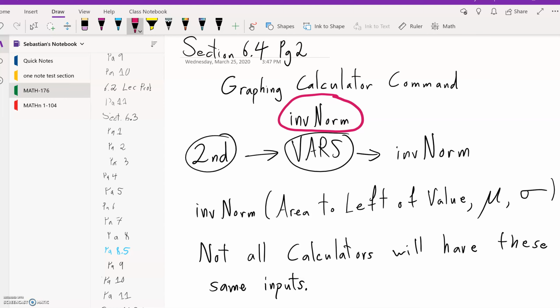The inputs for invNorm, not all of you will have these inputs. I will have this on my calculator. The inputs are usually the following. You need to always enter the area to the left of your value, followed by the mean of your normal distribution, and then the standard deviation of that normal distribution.